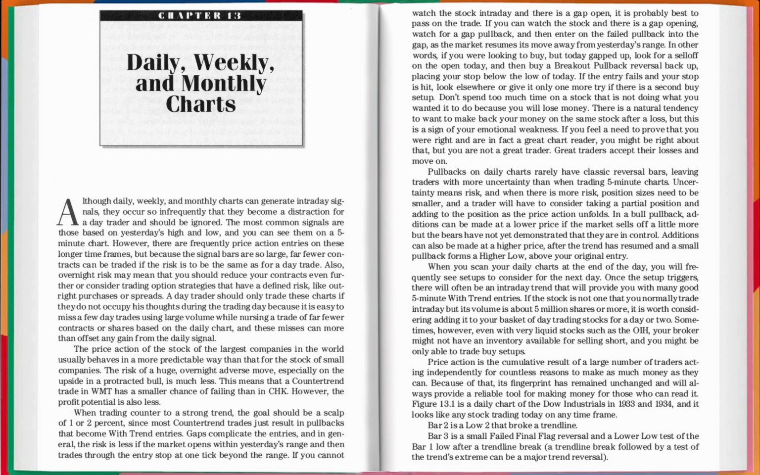Pullbacks on daily charts rarely have classic reversal bars, leaving traders with more uncertainty than when trading 5-minute charts. Uncertainty means risk, and when there is more risk, position sizes need to be smaller, and a trader will have to consider taking a partial position and adding to the position as the price action unfolds. In a bull pullback, additions can be made at a lower price if the market sells off a little more, but the bears have not yet demonstrated that they are in control.